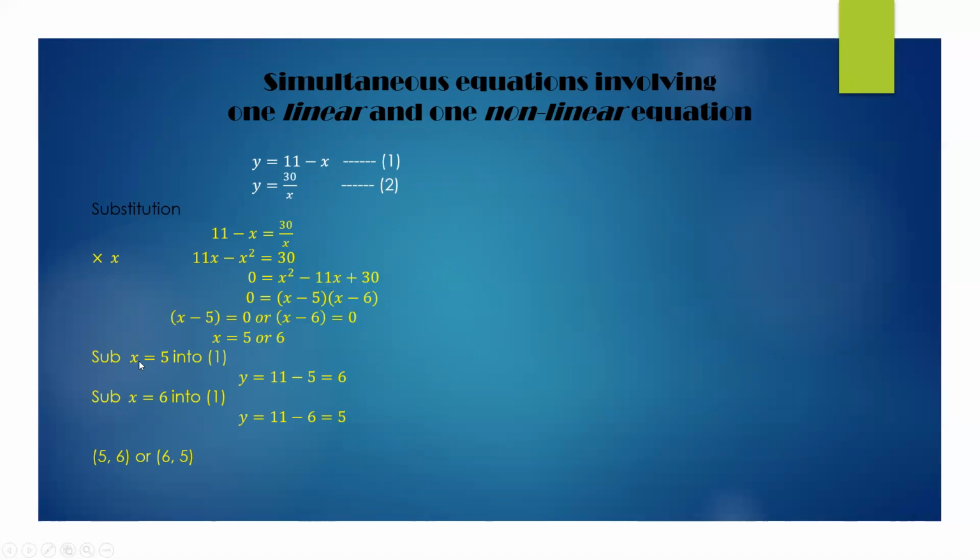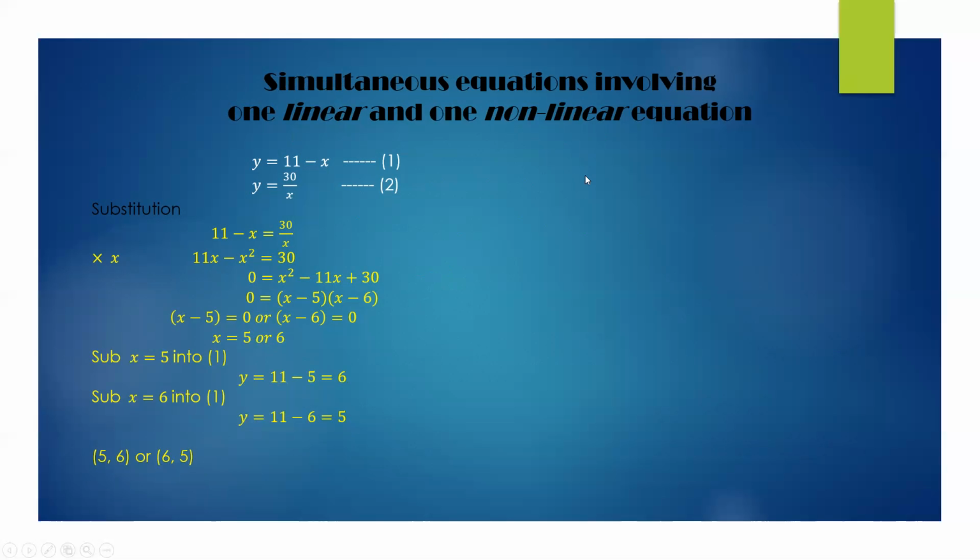After that, we need to substitute one x inside to find y first. So you have 11 minus 5, the x is 5 now. Substitute this as 5, so you get 6 as the answer. When x is 6, y will be 11 minus 6, which is 5. So you can see we have two sets of answers, x, y and x, y. So be careful, this one is one set of the answer. This is another set of the answer. You always have two sets of answers for a non-linear and linear simultaneous equation, right?